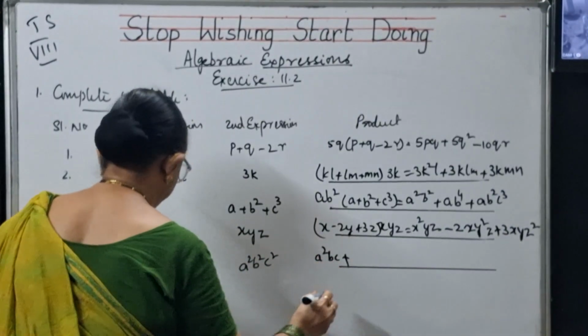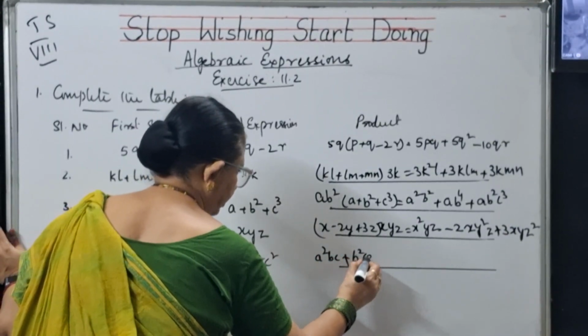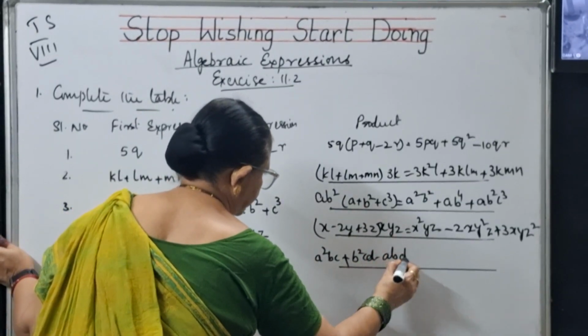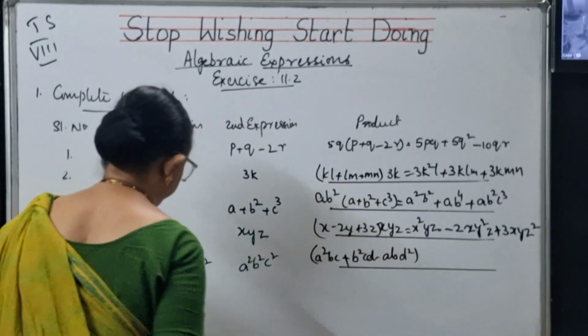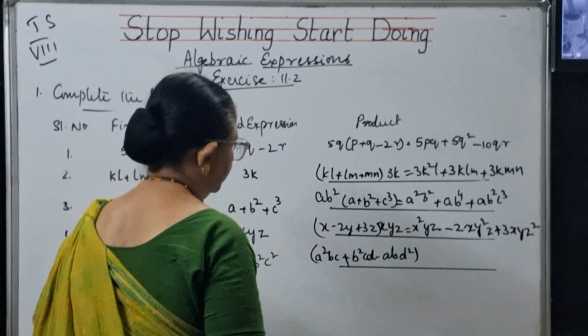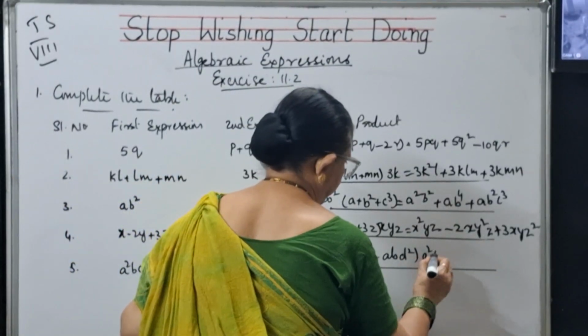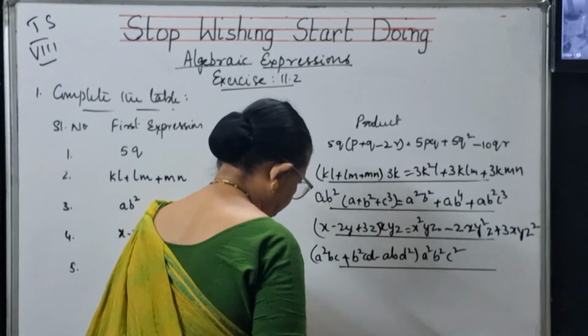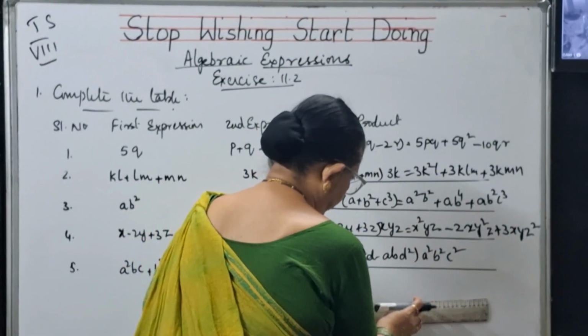Next, a square bc plus b square cd minus abd square into a square, b square, c square. So I'll continue its answer here.